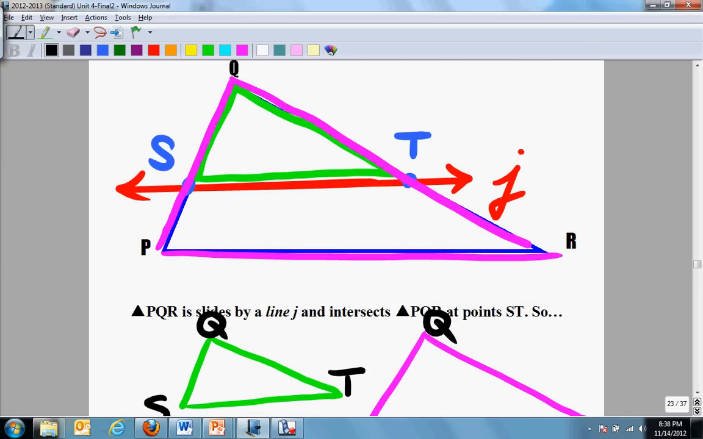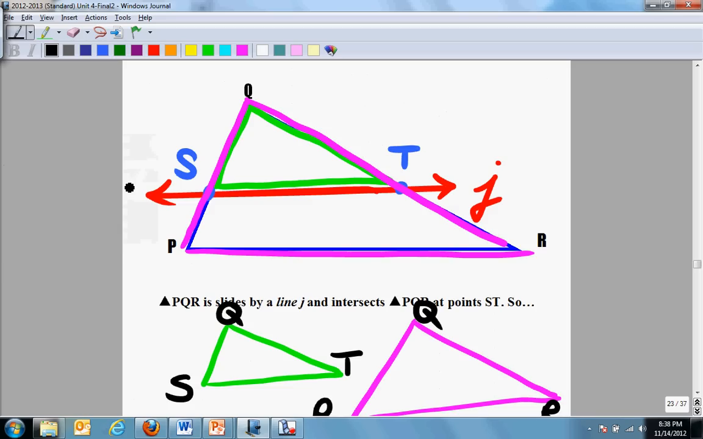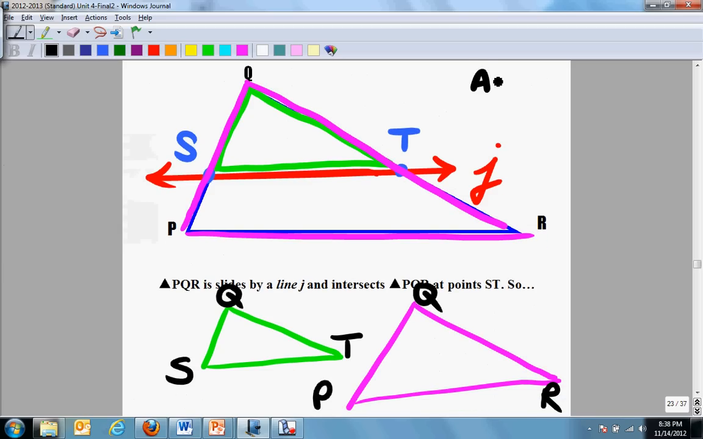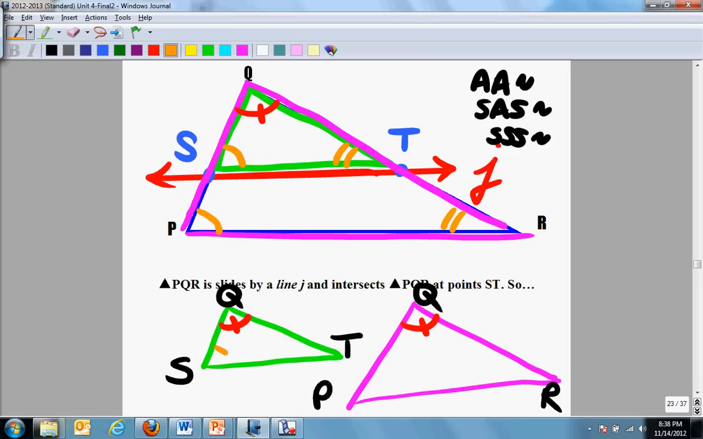And the whole reason why these are similar, remember we talked about similarity shortcuts last class: angle angle similarity, side angle side similarity, and side side side similarity. Well, in this circumstance, both triangles exactly share this angle up here, which is angle Q, so we would call angle Q a reflexive angle. And then because this line is parallel, these angles here and even here, those are corresponding angles. So the triangles are similar by the shortcut angle angle. They have at least two congruent angles, which force these two triangles to be the same shape but a different size and thus similar.